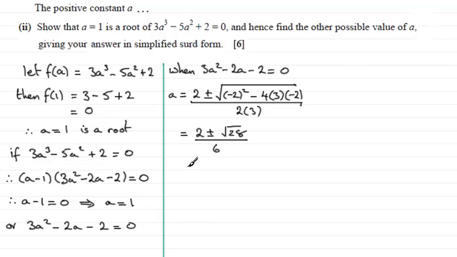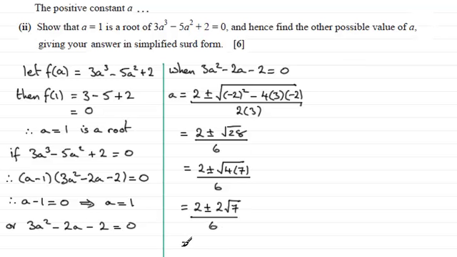Now the root of 28 can be broken down. This is exactly the same as 4 times 7. So we've got 2 plus or minus the root of 4 times 7. And that's all over 6. If I apply the multiplication rule for surds here, that's exactly the same as the square root of 4 multiplied by the square root of 7. Square root of 4 is 2, but we'll leave root 7 as root 7. And that's divided by 6.